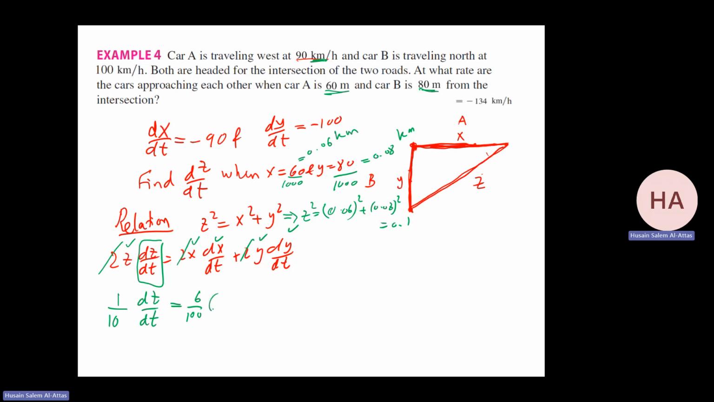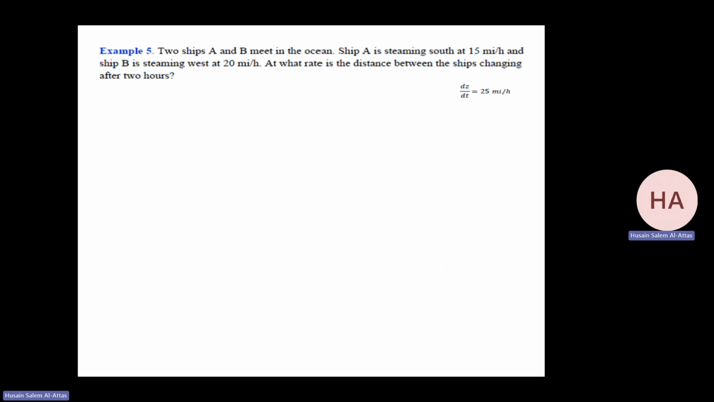dx by dt is minus 90, plus y, which is 8 over 100, dy by dt, which is minus 100. If we do the calculation, you'll get this. dz by dt will be minus 134, which is this one. Do the calculation. I don't think it's difficult. Okay, now let me do these things.